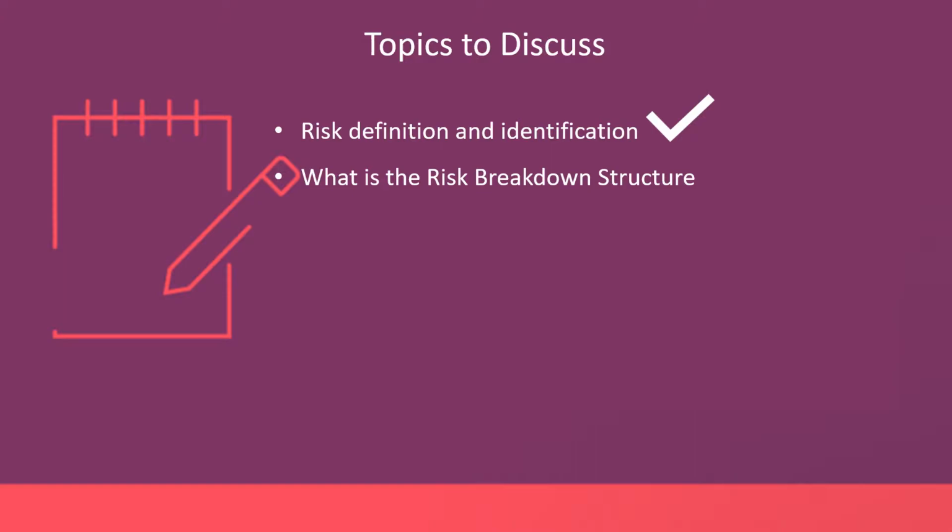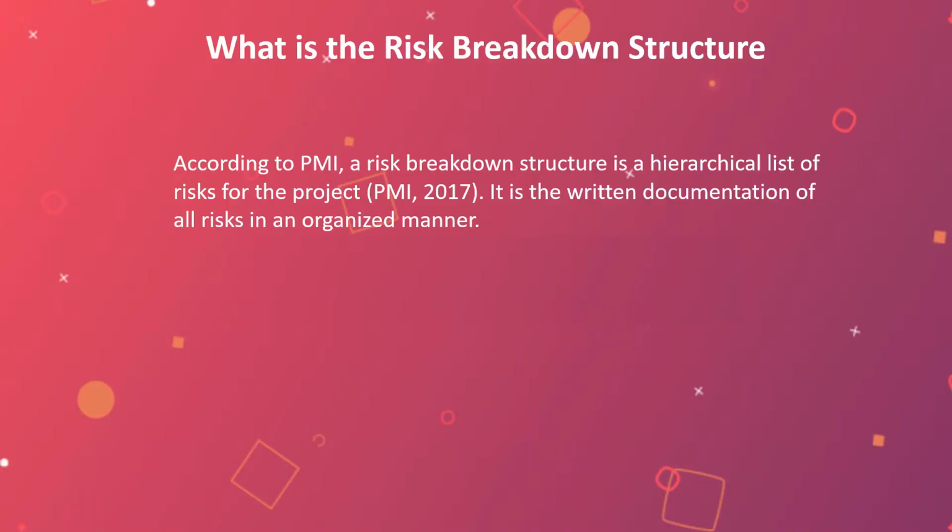So what is the risk breakdown structure? According to PMI, the Project Management Institute, a risk breakdown structure is a hierarchical list of risks for the project. It is a written documentation of all risk in an organized manner. Risks are identified and placed on the risk register. From the risk register, they are documented in the risk breakdown structure.